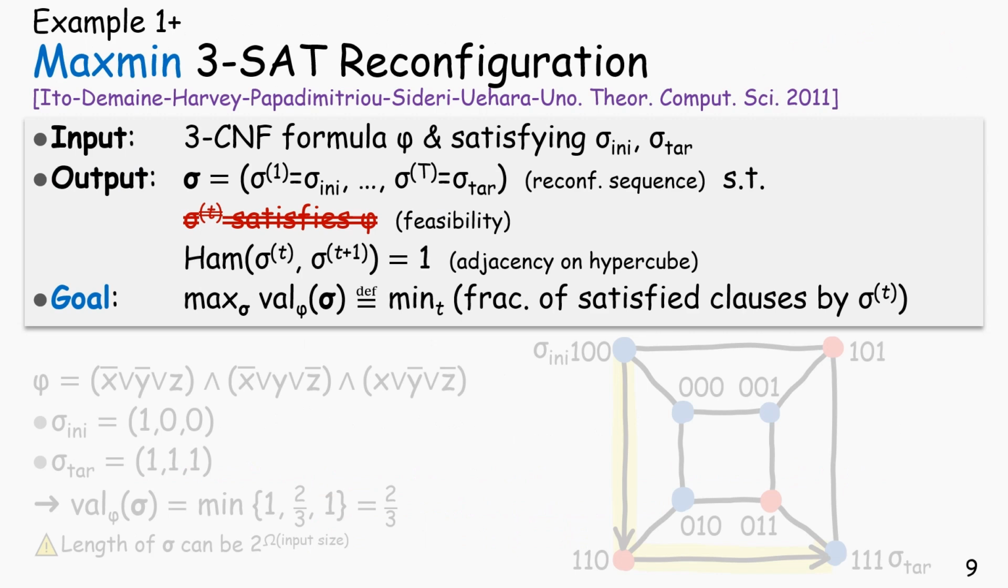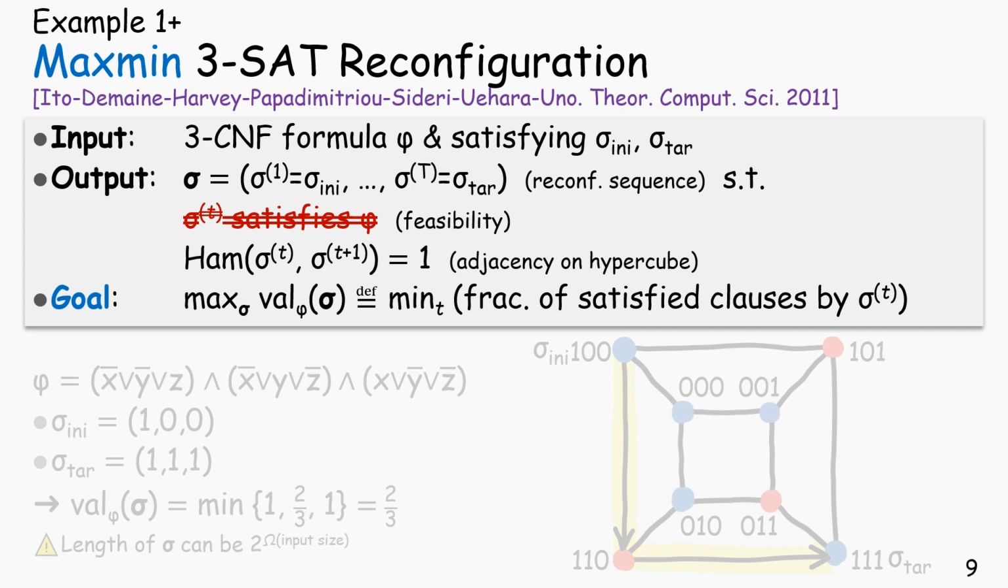Max-min 3-SAT reconfiguration is an optimization version of 3-SAT reconfiguration. We are now able to use any non-satisfying assignments to construct a reconfiguration sequence. The objective function is defined as the minimum fraction of clauses satisfied by assignments in the sequence. And we want to maximize this objective.